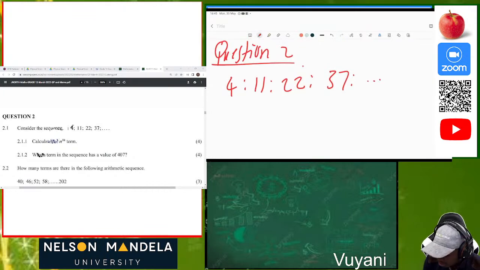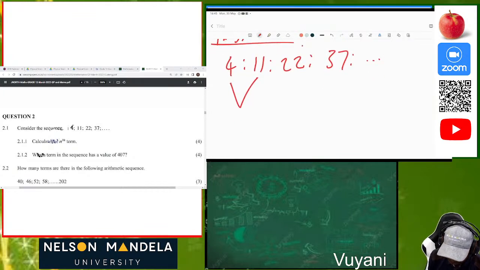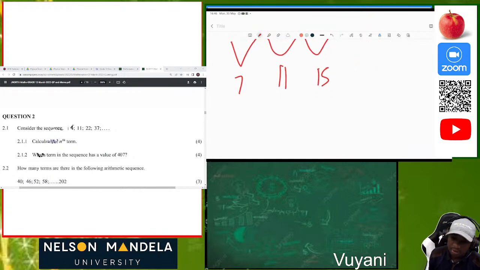All right. 11 minus 4 is 7. 22 minus 11 is 11. 37 minus 22 is 15. Great. We can see that it doesn't have a first common difference, which means it's not an arithmetic sequence. So if it's not an arithmetic sequence, it's now a quadratic pattern. A quadratic pattern is a pattern which has a second constant difference. Since the first difference is not the same, it's not an arithmetic sequence, it's a quadratic sequence.